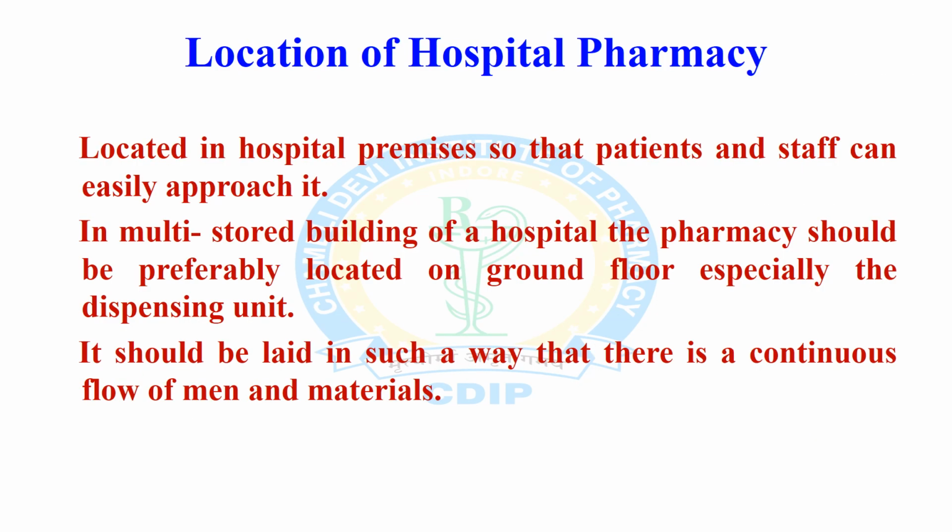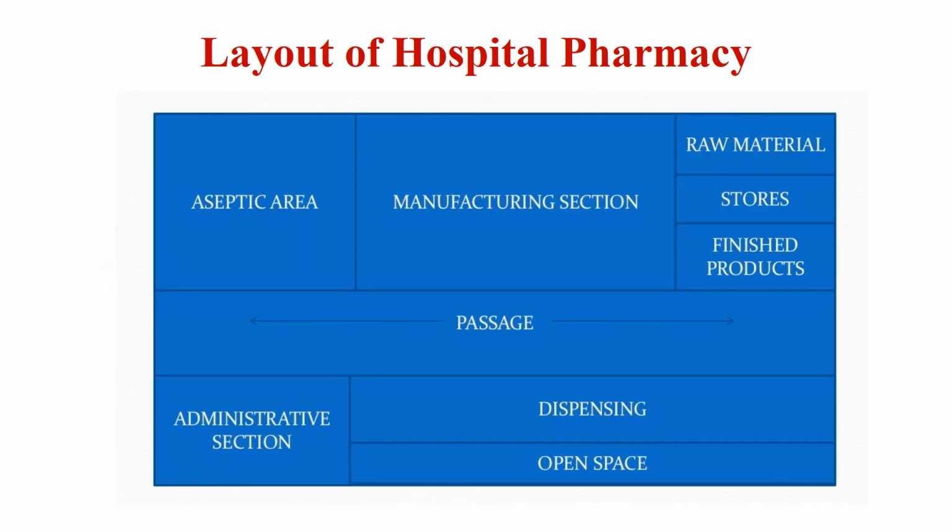Location of the hospital pharmacy. The hospital pharmacy is located in the hospital premises so that patients and staff can easily approach it. It is in the multi-storey building of a hospital. The pharmacy should preferably be located on the ground floor, especially the dispensing unit. It should be laid out in such a way that there is a continuous flow of men and materials, so the process would be easy. So this is the layout of the hospital pharmacy.